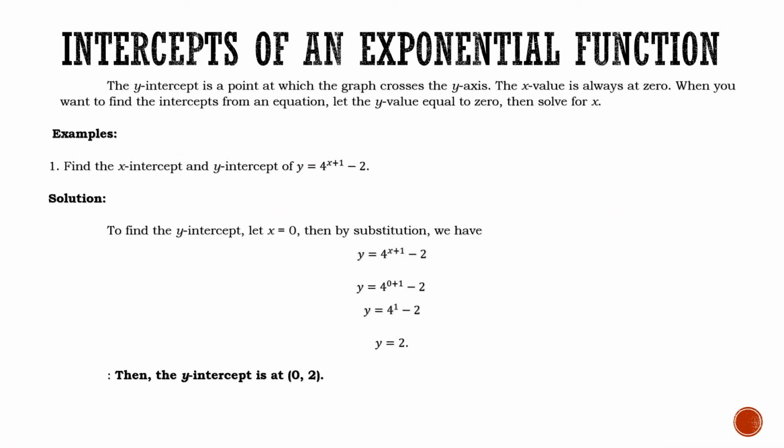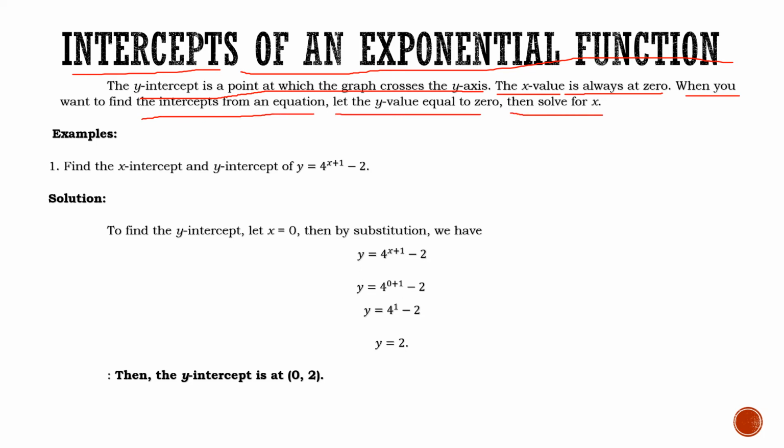Let's now deal with the intercepts of an exponential function. The y-intercept is a point at which the graph crosses the y-axis, and the x value is always 0. It's automatic that when you're dealing with your y-intercept, your x value is equal to 0. It's the same thing with your x-intercept: once you're dealing with your x-intercept, your y is always equal to 0. So when you want to find the intercepts from an equation, let the y value equal 0, then solve for x. It's the same thing with your y-intercept.